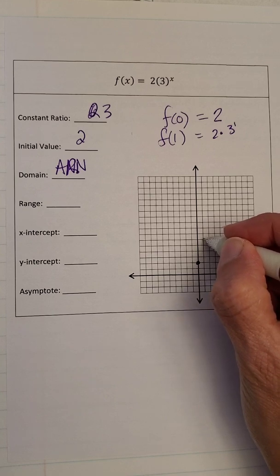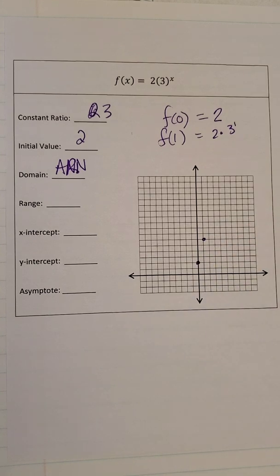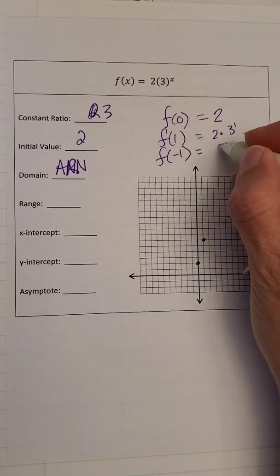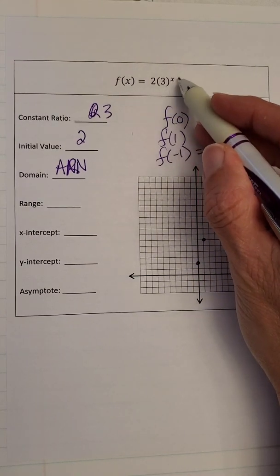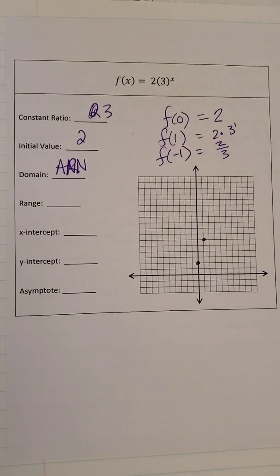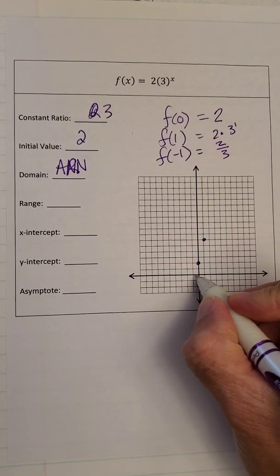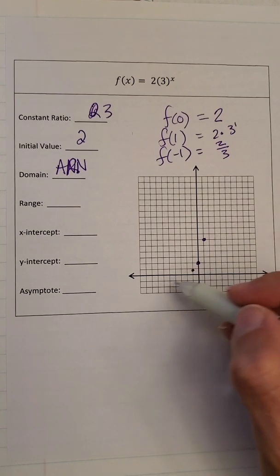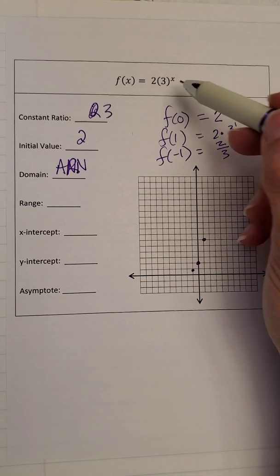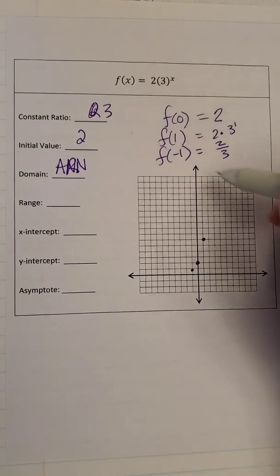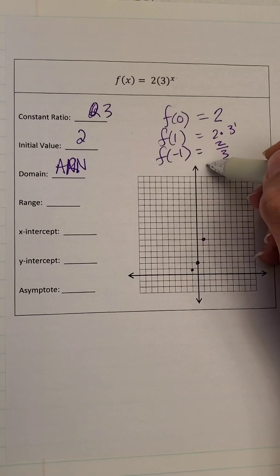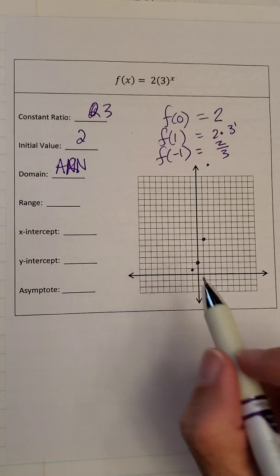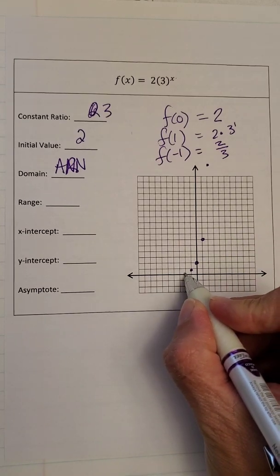2, 4, 6. If I was to back up and do a negative, like f of negative 1, what would that look like? Well, it would be 2 times 3 to the negative 1, which would be 1/3. So that'd be 2/3. So when I come back over here to negative 1, I'm right here at 2/3. If I put a 2 in, that's 9 times 2, that's 18. That's off my grid, not by much though, because I think I'm going up to 16 here. And if I put a negative 2 in, that's going to be 2/9, so that's going to be just kind of smaller.